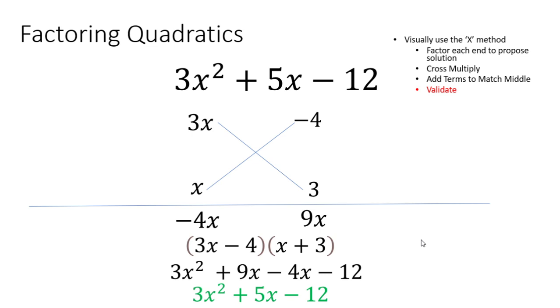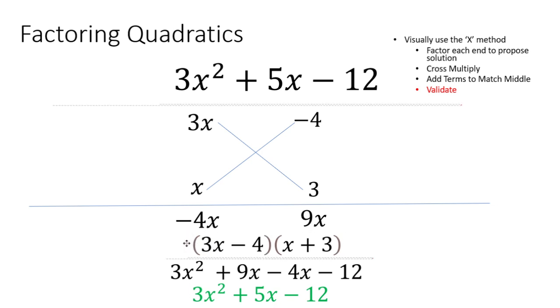Once again, let's validate that our solution works. 3x times x is 3x squared. 3x times 3 is 9x. Minus 4 times x is minus 4x. And minus 4 times 3 is negative 12. Adding our terms in the middle, once again, is 3x squared plus 5x minus 12, which means that our proposed solution of 3x minus 4 times x plus 3 is in fact correct and is the successful and correct way to factor our starting polynomial.